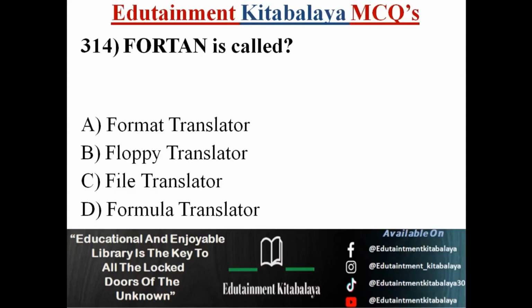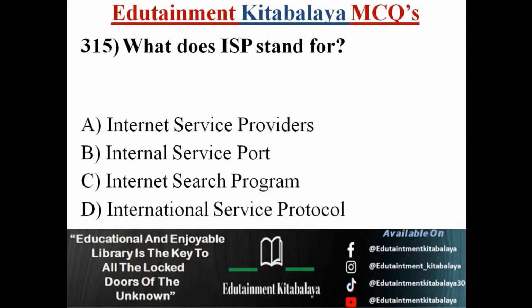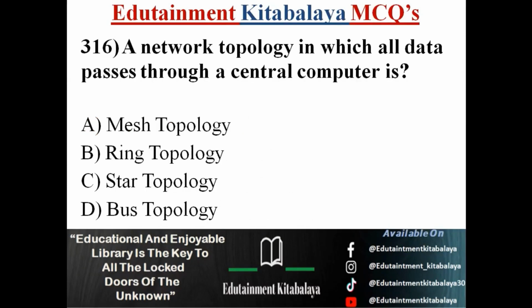Question number 314. Fortran is called A. Format translator. B. Floppy translator. C. File translator. D. Formula translator. Correct answer is D. Formula translator. Question number 315. What does ISP stand for? A. Internet service providers. B. Internal service port. C. Internet search program. D. International service protocol. Correct answer is A. Internet service providers.